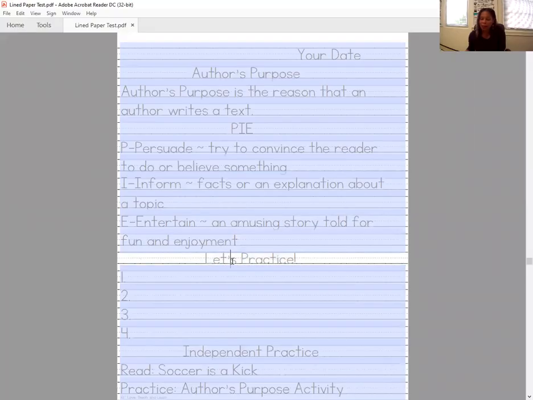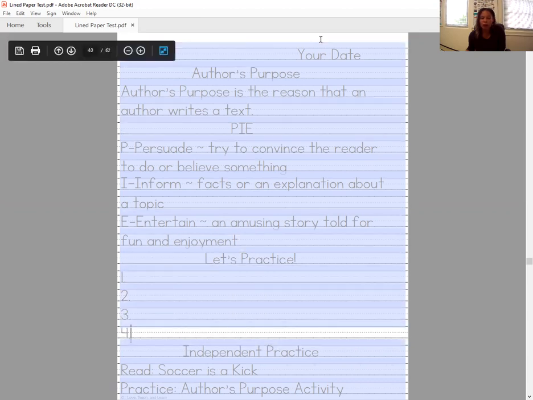Okay, all right. I hope that made a little bit more sense with that person giving you some examples of persuade, inform, and entertain, different forms of writing. Now we're going to do some practice activities together. I want you to put the title, Let's Practice, and we're going to have four practice activities. So I want you to write numbers 1, 2, 3, and 4.